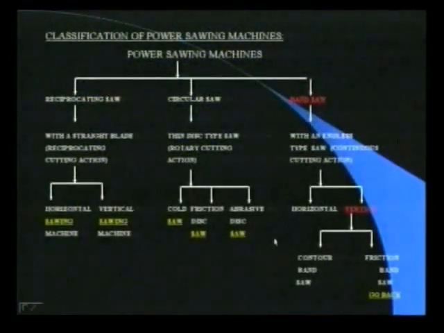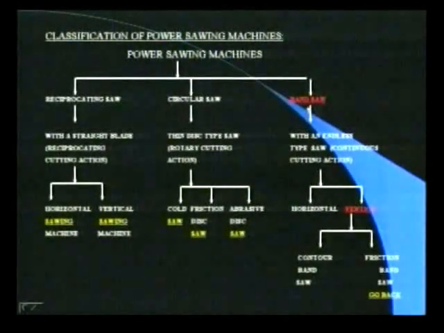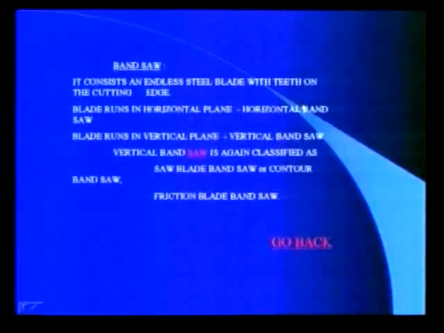We continue our discussion on band saws. Metal cutting band saws are used for cutting off operations. The band saw consists of an endless steel blade with teeth on the cutting edge. The band saw has a continuous cutting action and the blade runs in only one direction. The work is fed against the fast running saw blade.